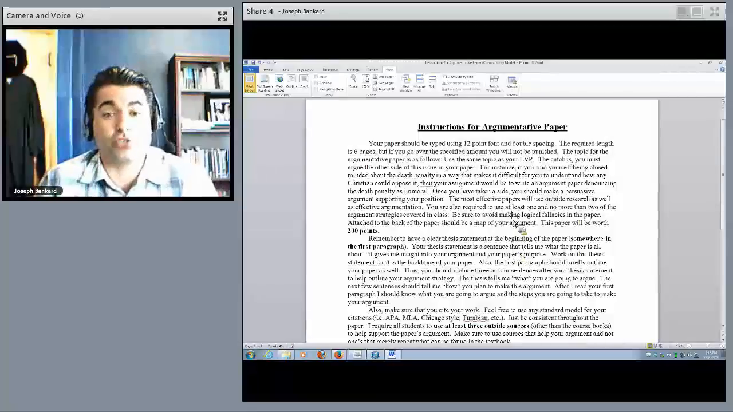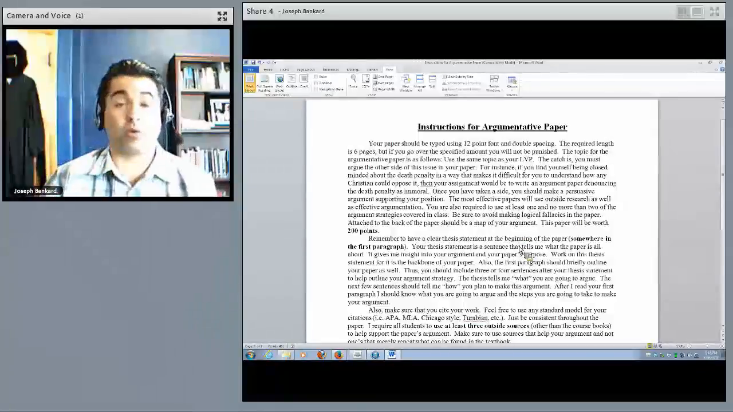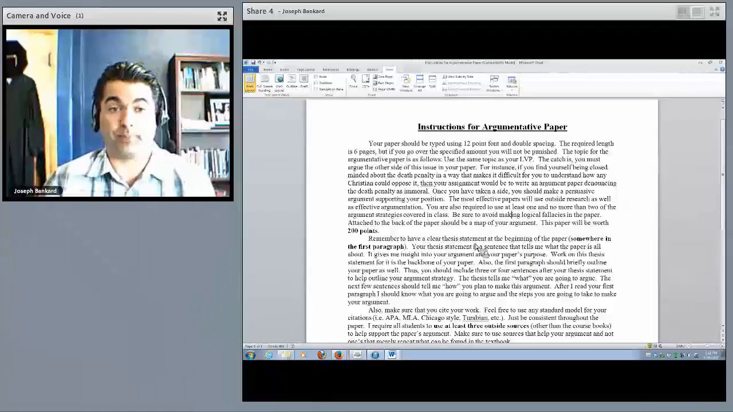Be sure to avoid making logical fallacies. We've covered both formal and informal fallacies. If you make one in the paper, it's a big deal to me, right? Because you know them, so you know to avoid them.